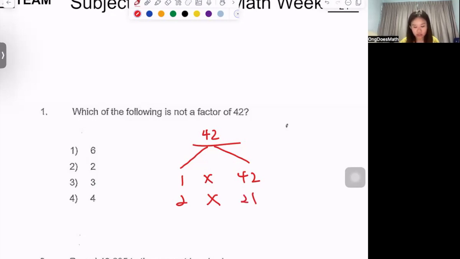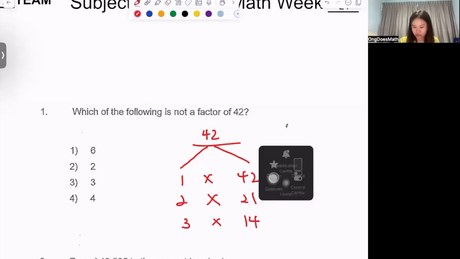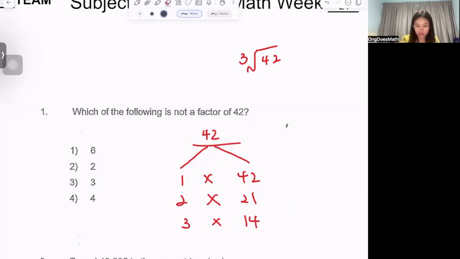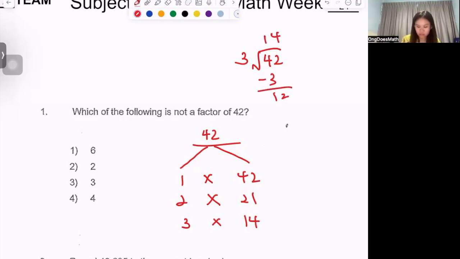Next, is it divisible by 3? Yes, it is. So 3 times 14 gives you 42. I'm aware that you can't use a calculator, so what you can do is the long division and find out what the quotient is. So we'll go something like that. That's how you can find out that it is 14, and that 3 times 14 gives you 42.